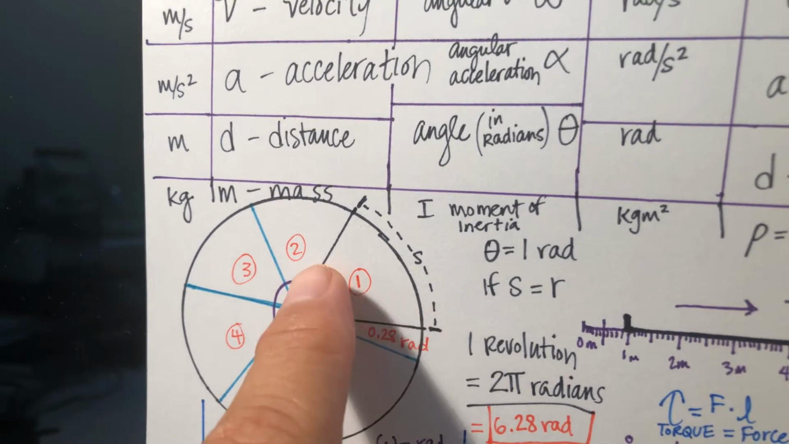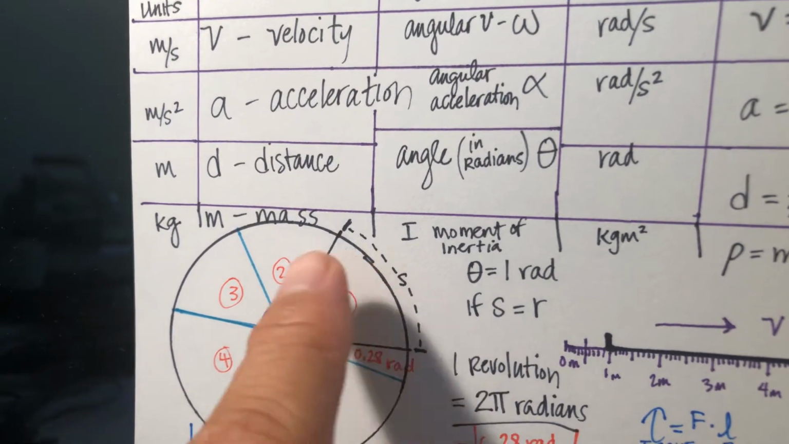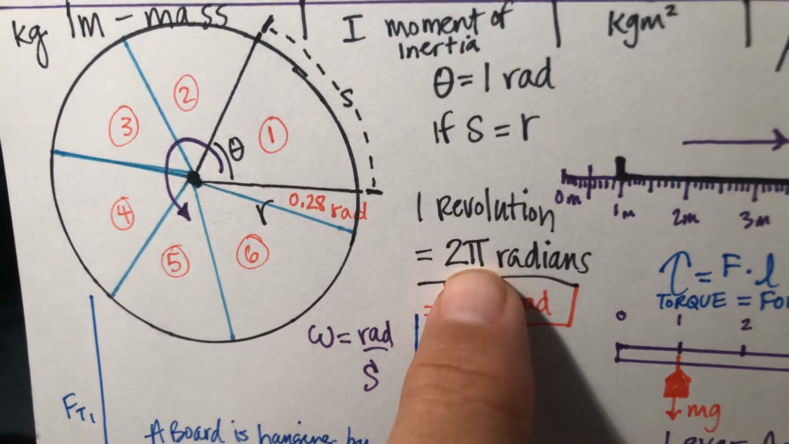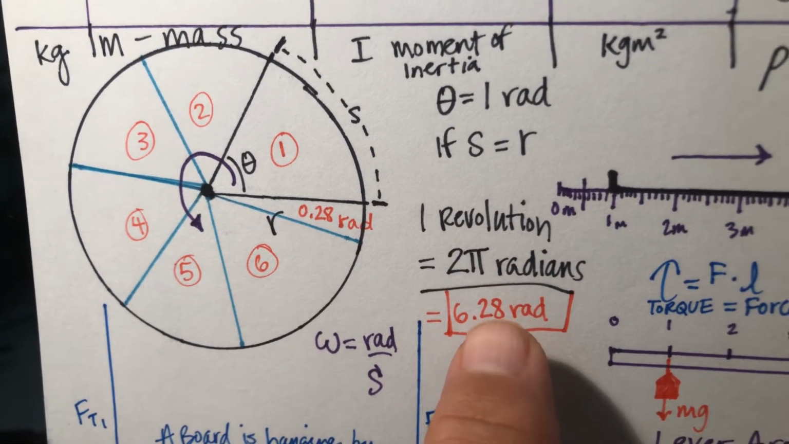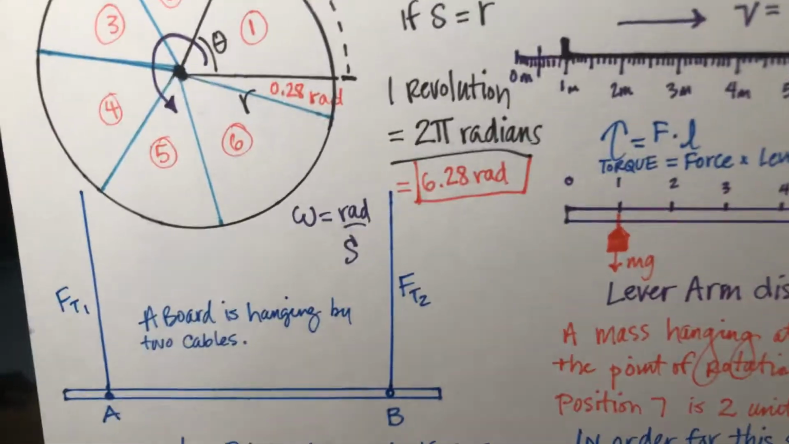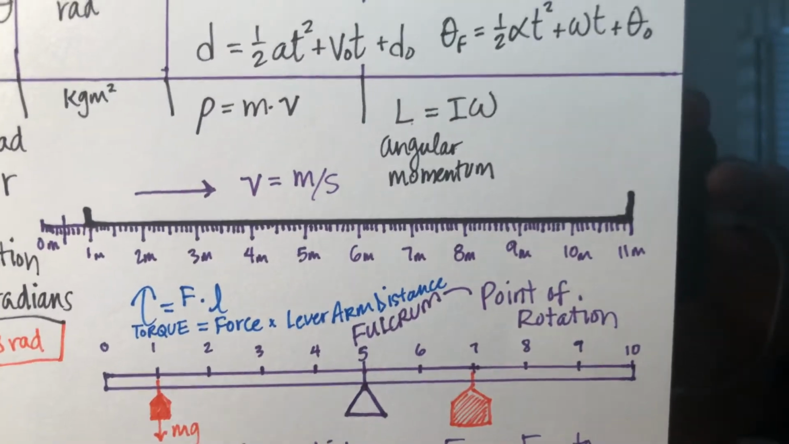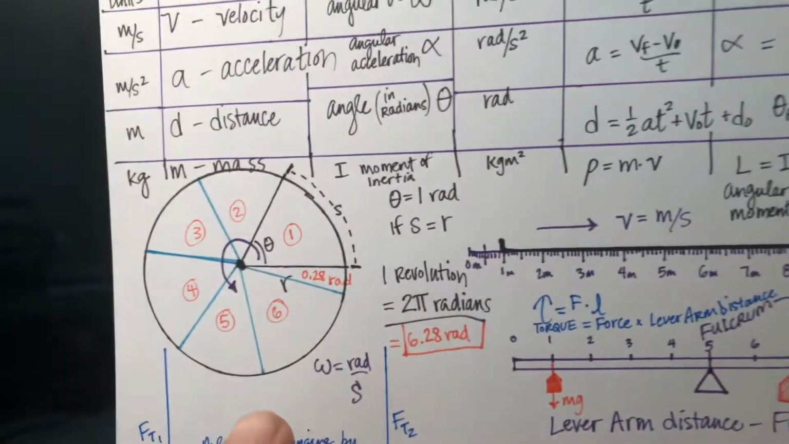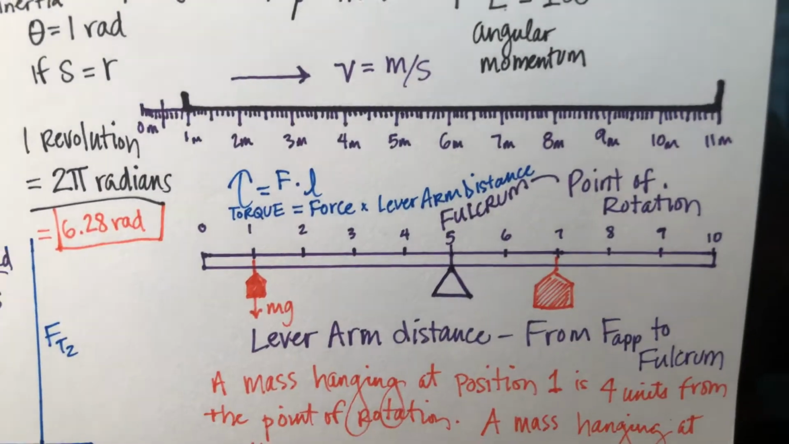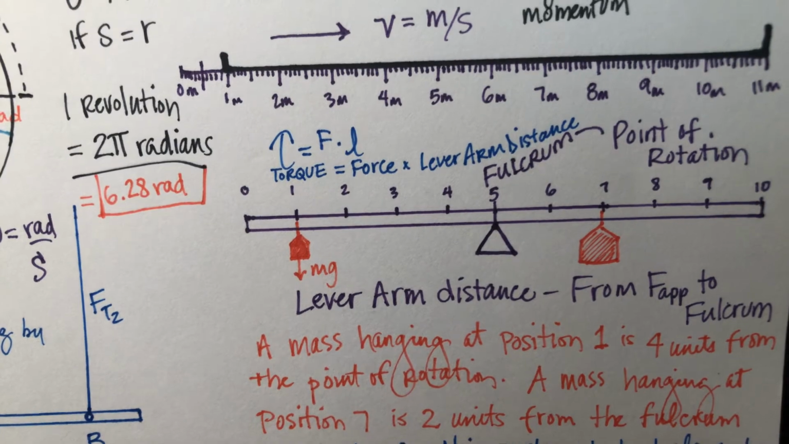Well, there happens to be 6.28 radians in one circle, or look at that, 2 pi radians. So 1 revolution is equal to 2 pi radians, and then omega is radians per second. Linear is measuring things in meters per second. Angular is measuring in radians per second. So how many turns per second, that sort of thing. RPM, revolutions per minute, that sort of thing.